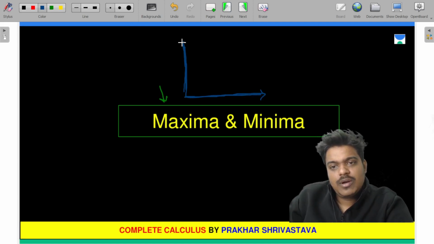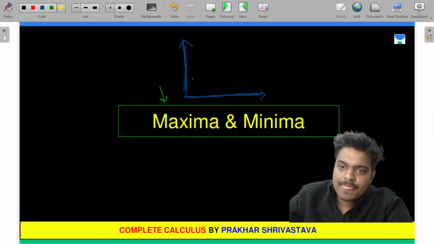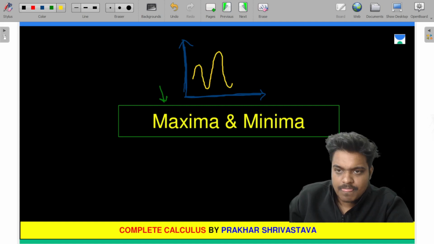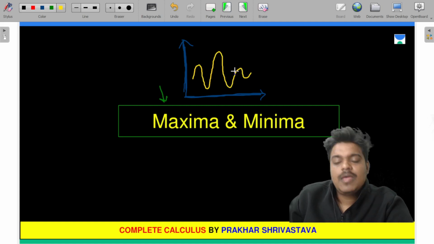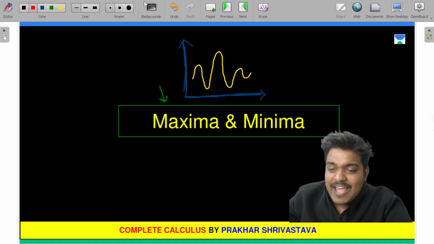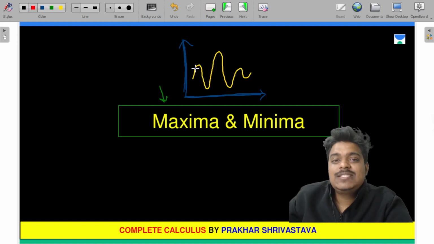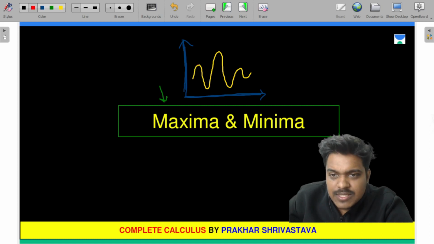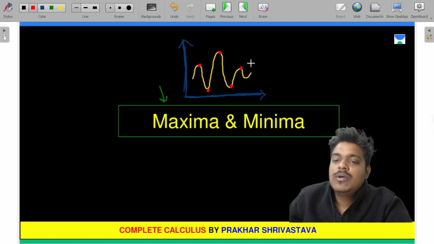Suppose this is your graph. Now, if I ask you, sir, what are the maximum or the minimum points? Can you say, sir, it goes to a maximum value, then drops to a minimum value, then again goes to a maximum value, then again drops to a minimum value, then again goes to a maximum value, then again drops to a minimum value.